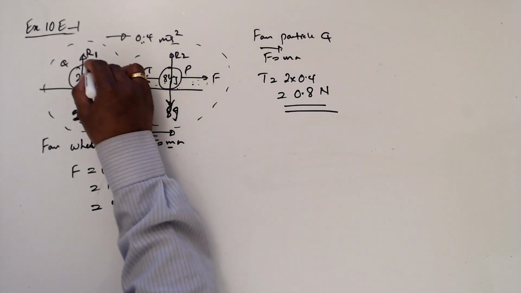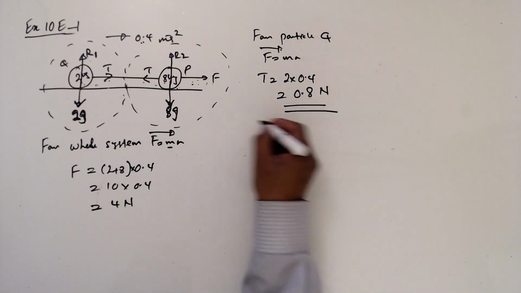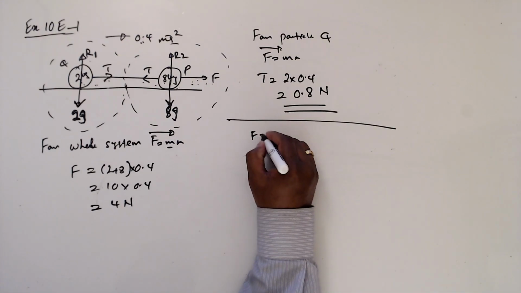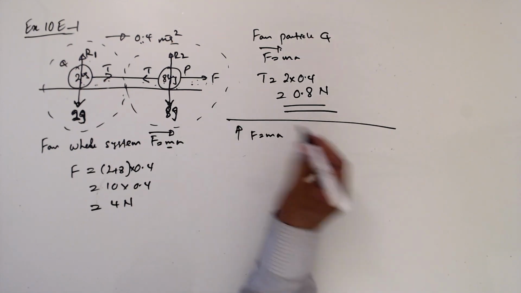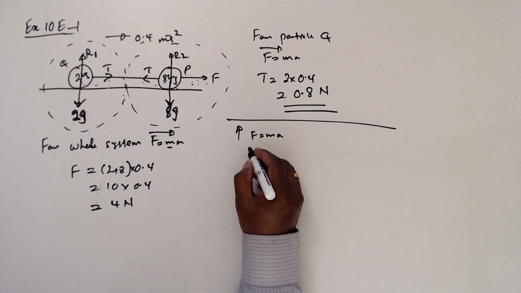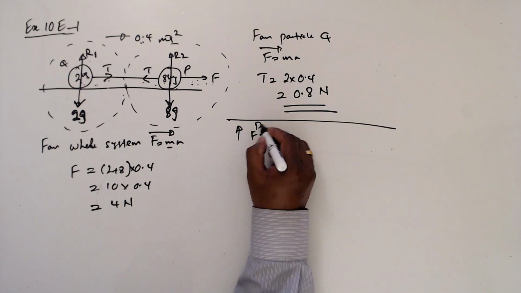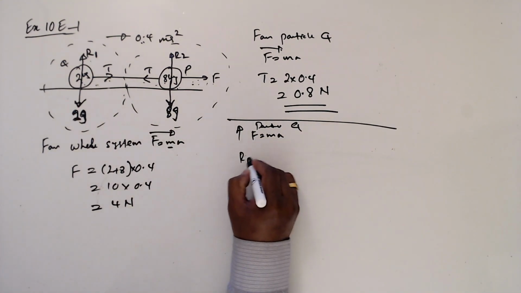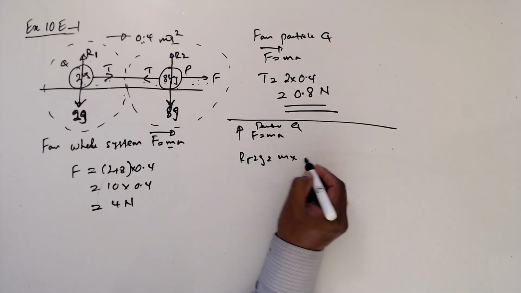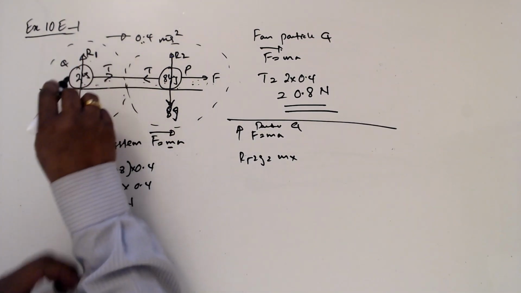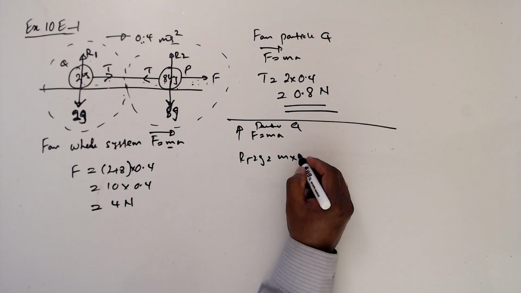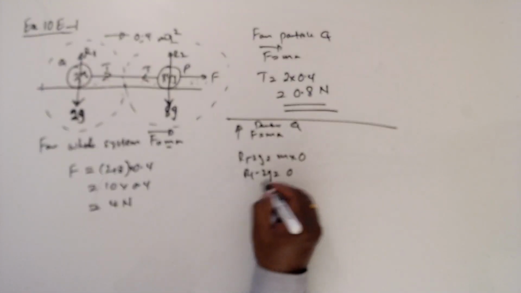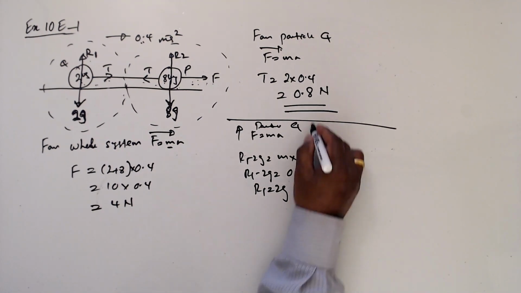And they don't ask R1 and R2. If we need to find R1 and R2, what do we do? We put F equals ma in this direction. So then we will get, for particle Q, R1 minus 2g equals m times 0, because this is not flying nor sinking. So R1 minus 2g equals 0, R1 equals 2g.